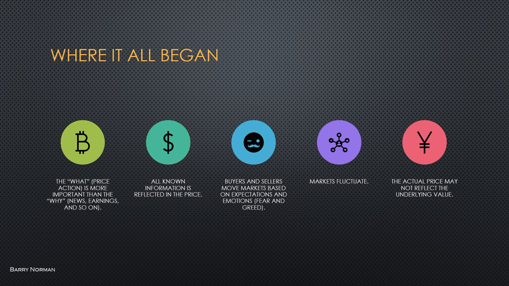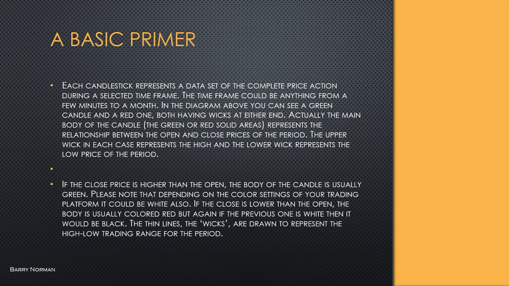Now, candlesticks give us important information about what is happening in the marketplace. Each candlestick represents a data set of the complete price action during a selected time frame. So whether you're looking at a 15-minute chart, a half-hour chart, a 2-hour chart, a 1-day chart, each candlestick represents one of those time frames. So if you're looking at a half-hour chart, we are looking at a candlestick every half hour. If we're looking at a 1-day chart, each candlestick represents 1 day, no different than a bar chart.